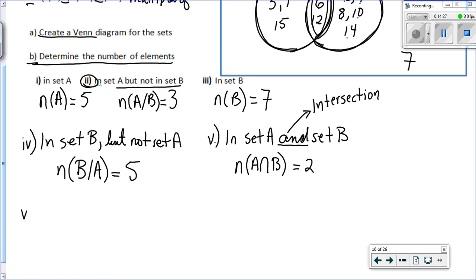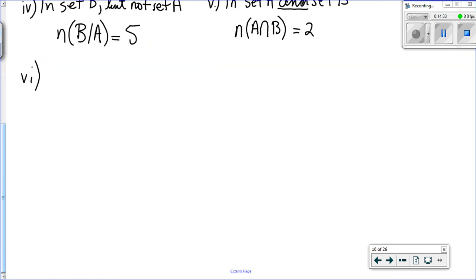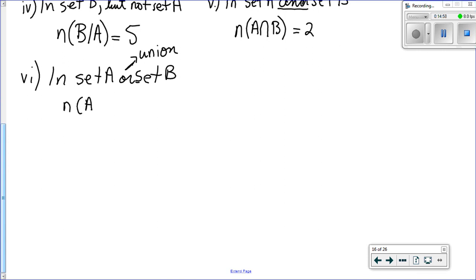Number 6 says, let's extend this, set, in set A or set B. So again, that "or" right here is a hint for us, and that tells us we're talking about the union. So the number of elements in A union B.